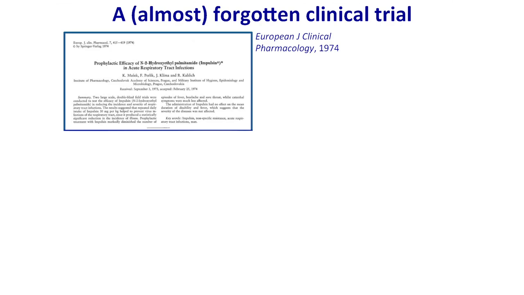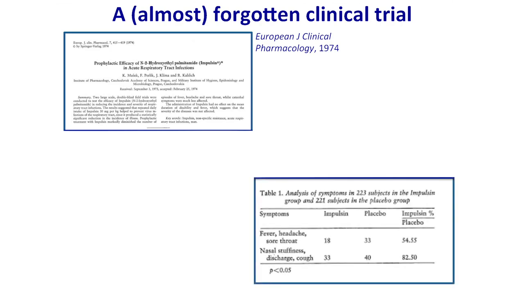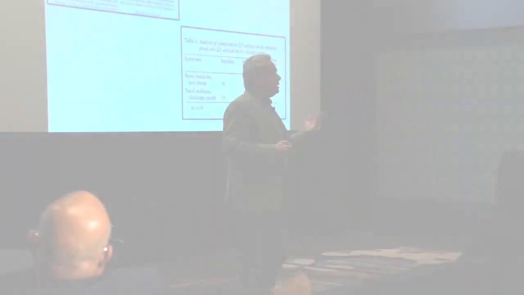And what they discovered, I think, was really interesting. In fact, Impulsin was, as a result of these studies, put on the market as an anti-influenza drug. What they discovered is that it was really effective, as you can see here, maybe those of you in the back won't be able to see it, in reducing some of the symptoms like fever, headache, and sore throat, a lot more than others, which are more allergic symptoms like nasal stuffiness, discharge, and cough. But fever, headache, and sore throat were significantly reduced by Impulsin.